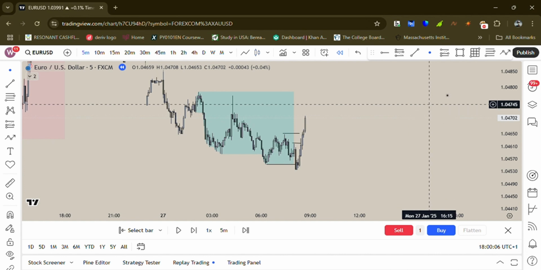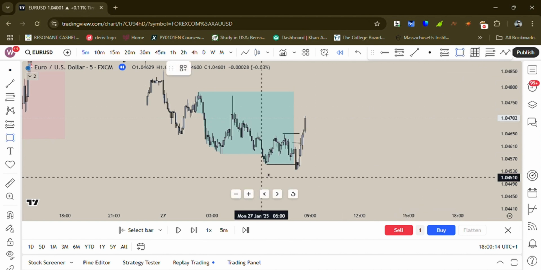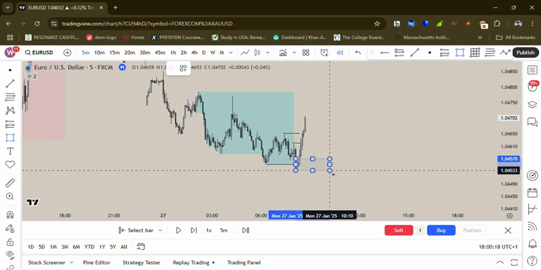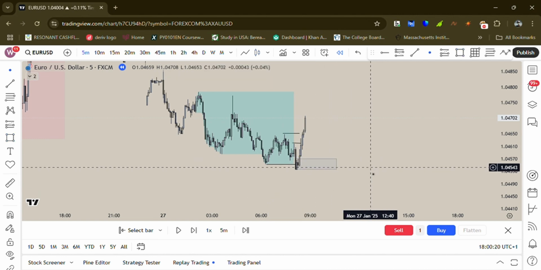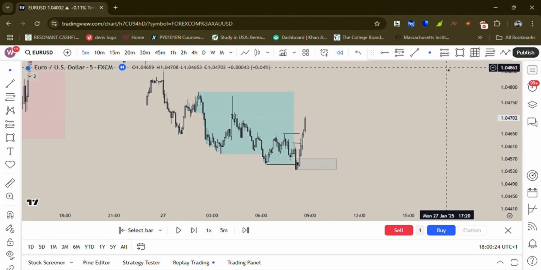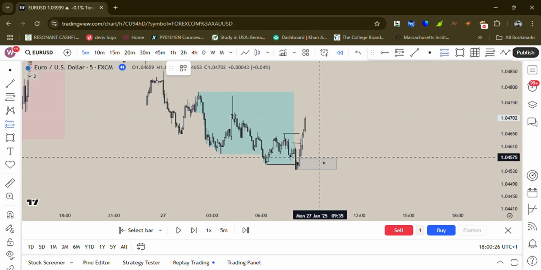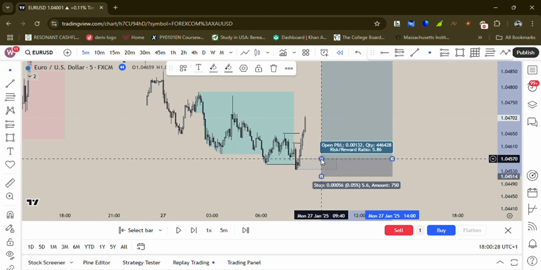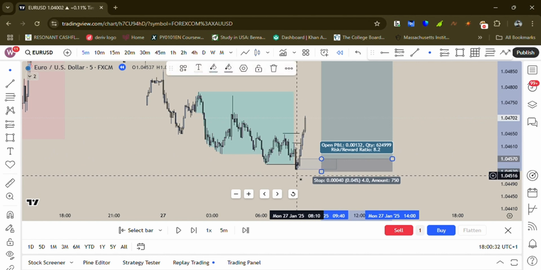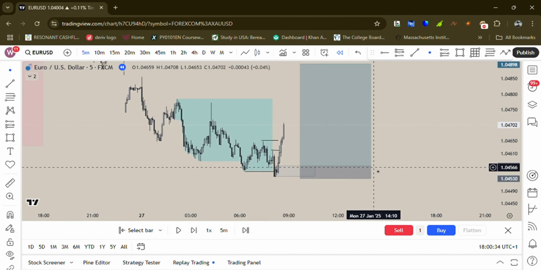And then the third checklist is the order block that led to the break of structure. So clearly you can see an order block here, and that will be where our entry will be. Our entry will be at the order block that led to the break of structure.